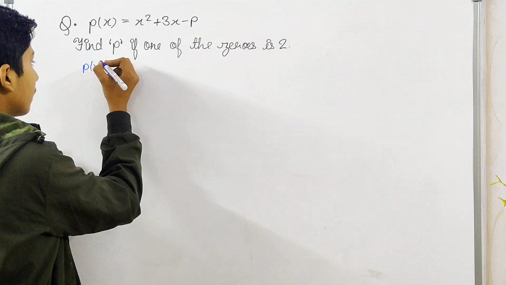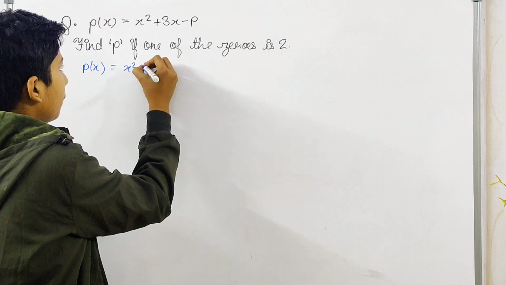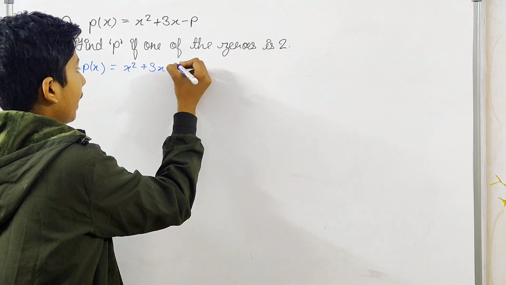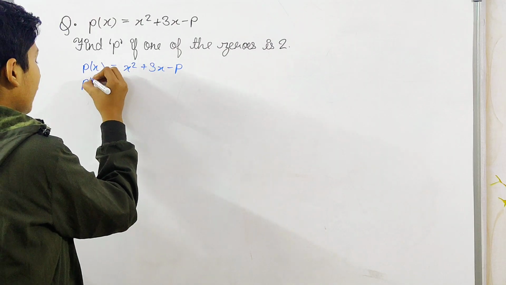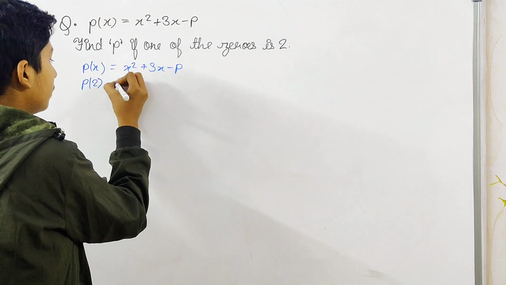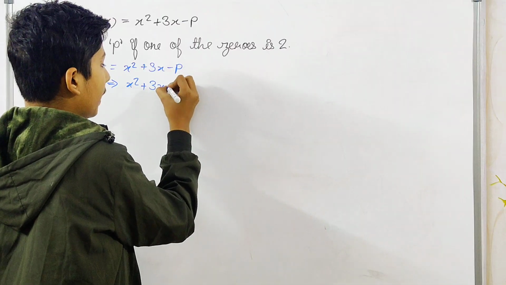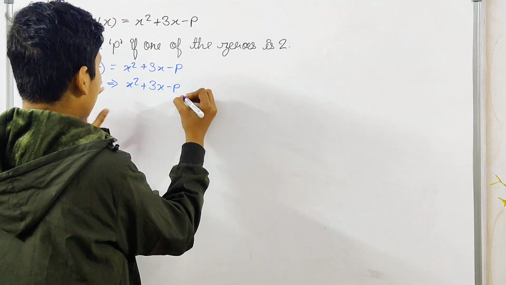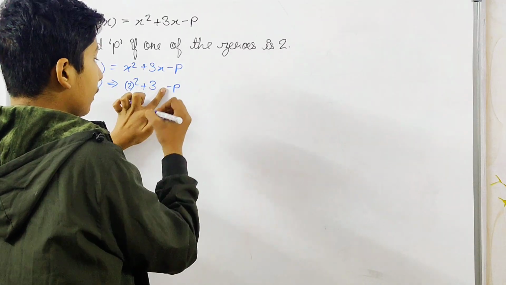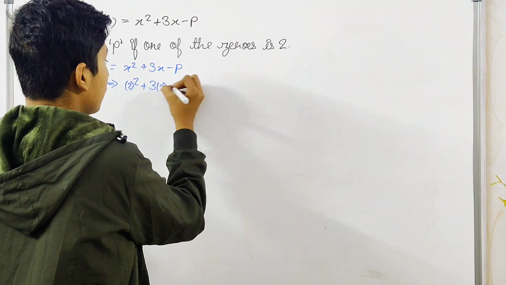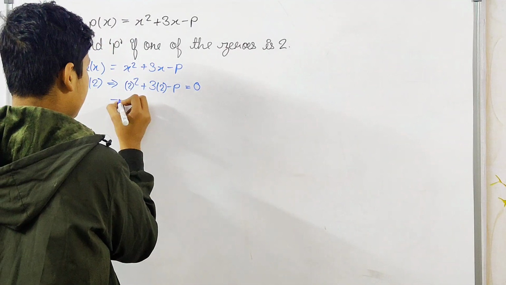So p(x) equals x square plus 3x minus p. Now what we do? In place of x we put 2. It would be x square plus 3x minus p. Here will be 2, and here in place of x again there will be 2, which will be equal to 0, as I have told you right now.